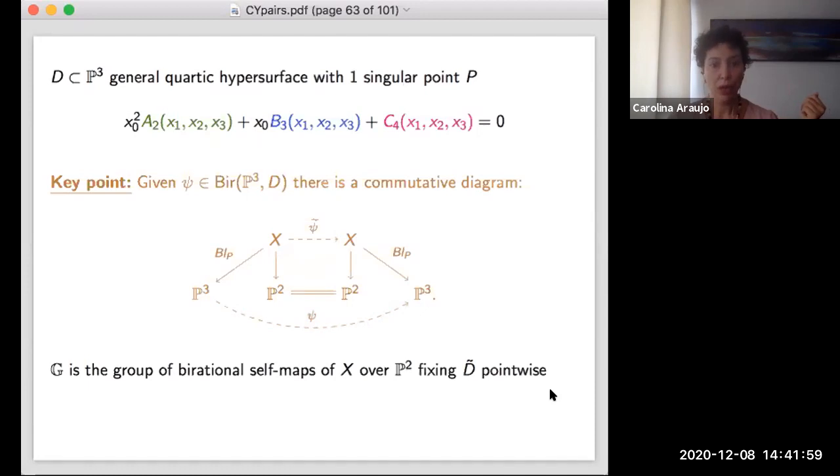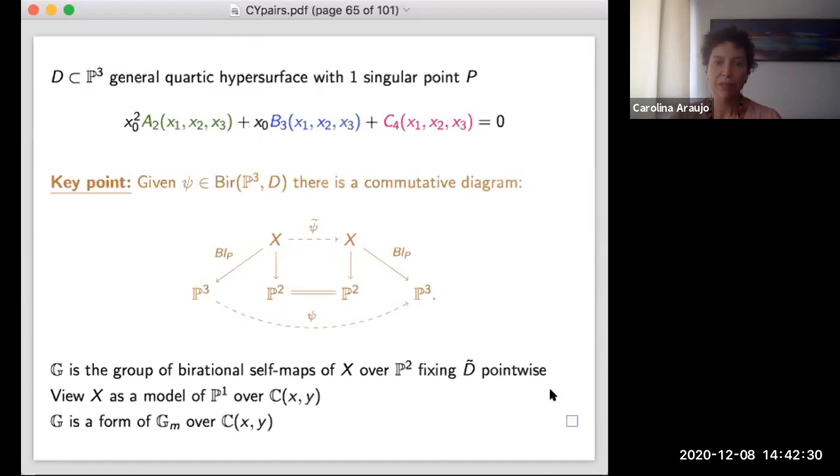So now G is just the group of birational self-maps of X over P2 fixing D tilde pointwise. Now, D tilde, remember, is a double cover of P2. So after a base change, what I get is a P1 bundle with two sections. And my G can be seen as the group of automorphisms of this P1 that fix these two sections pointwise. And this is nothing but a form of Gm over the function field of P2.